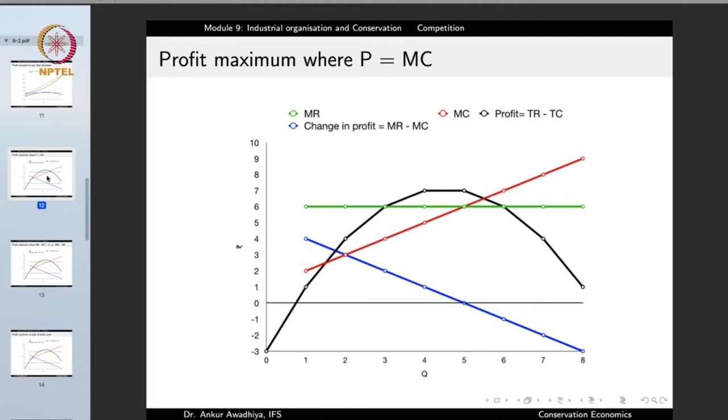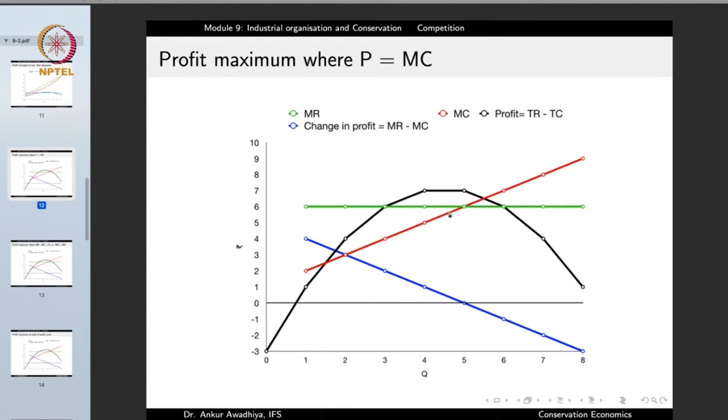And profit is maximum where the price is equal to the marginal cost. So what we are saying here is that if you plot the profit, so this is the profit, and the profit reaches a maximum. And the profit reaches the maximum where the price is equal to the marginal cost. Now, marginal cost is shown here. So this is marginal cost and it is increasing. And at the point where it touches the price curve, and price is a straight line, which is equal to marginal revenue, at this point, the profit is maximum. Now, why is that so?